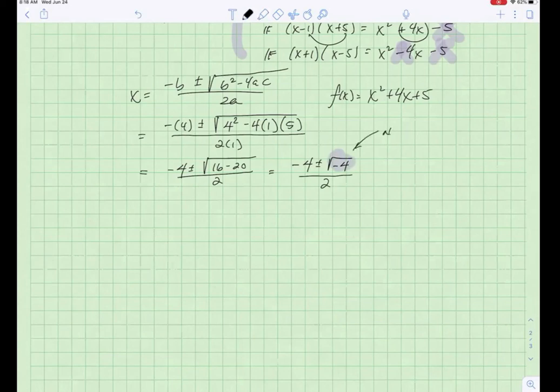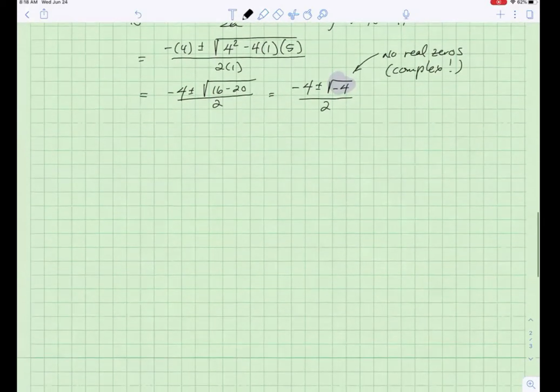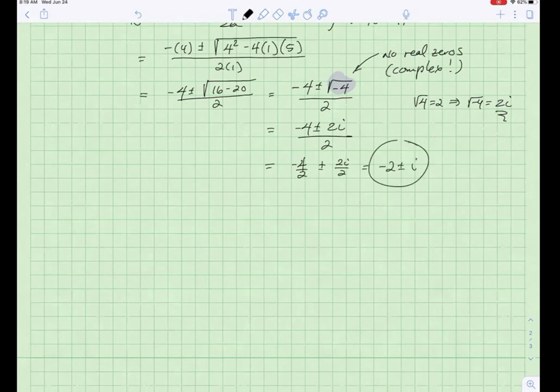So there's no real zeros because they're complex, and we need to be able to simplify that. So remember that the square root of 4 is 2, so the square root of negative 4 is 2i. So this will simplify to be negative 4 plus or minus 2i all over 2. Be careful how you simplify this. Break this up into two fractions. This is negative 4 over 2 plus or minus 2i over 2, which is negative 2 plus or minus i.